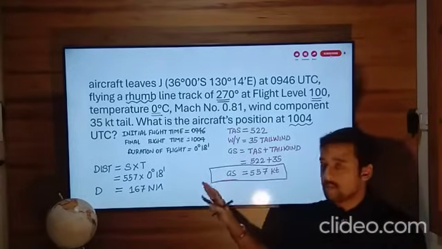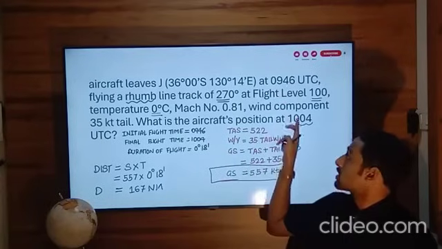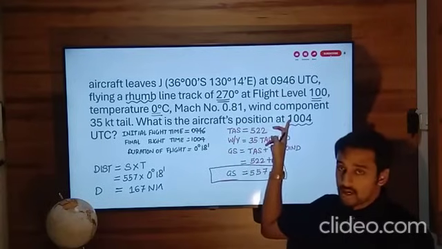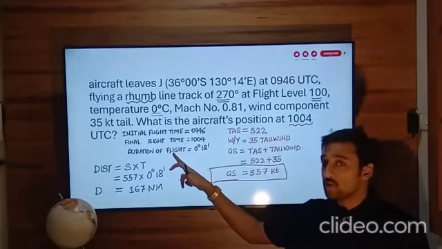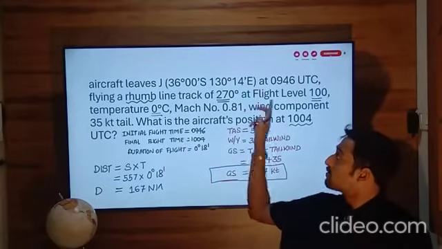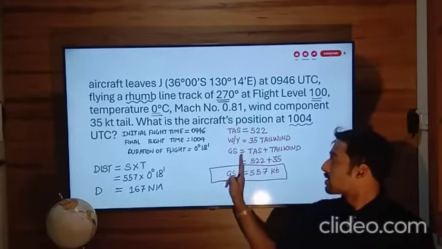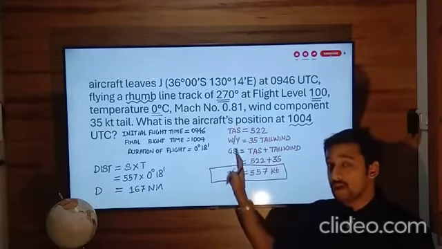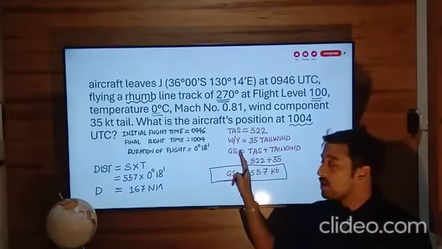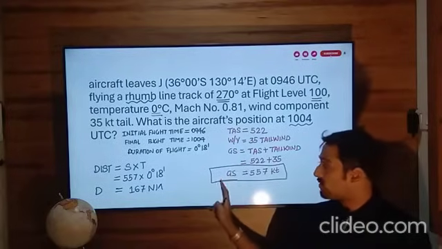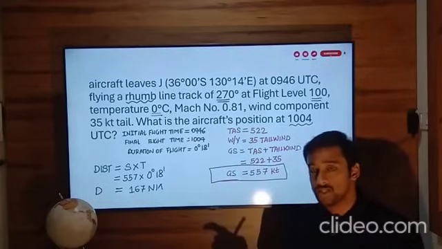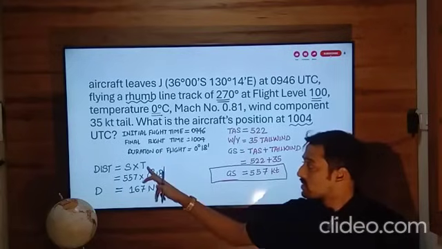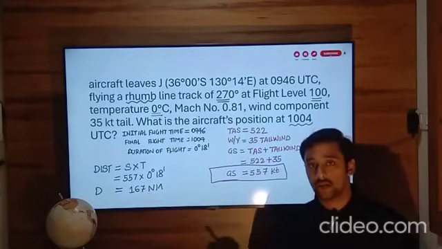So first, let's start with the basics. We had the starting time and the ending time. So with that we found the total duration of flight. Then with the help of this data, we calculated ground speed. We calculated true airspeed, and then further applying tailwind to that, we calculated ground speed. Now when we have ground speed and time duration, we can calculate one more element, which is distance. So distance, speed into time, is 167 nautical miles.